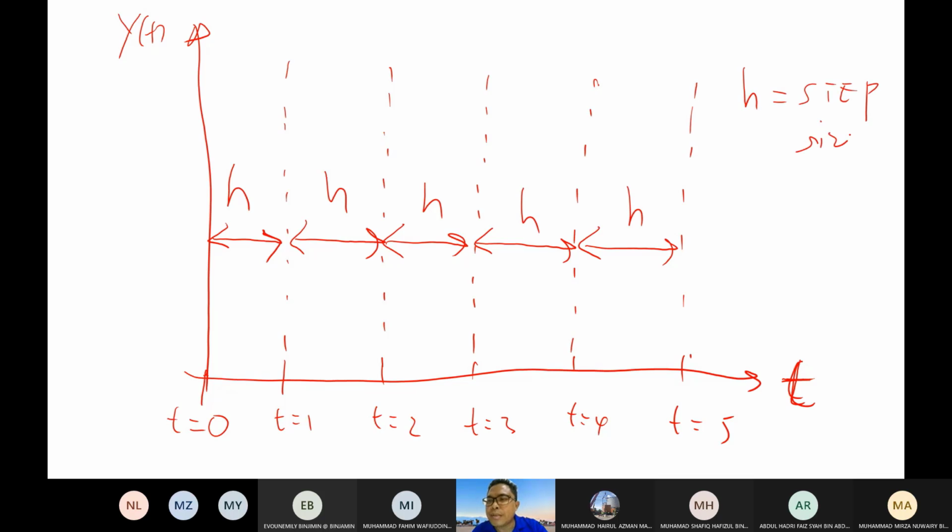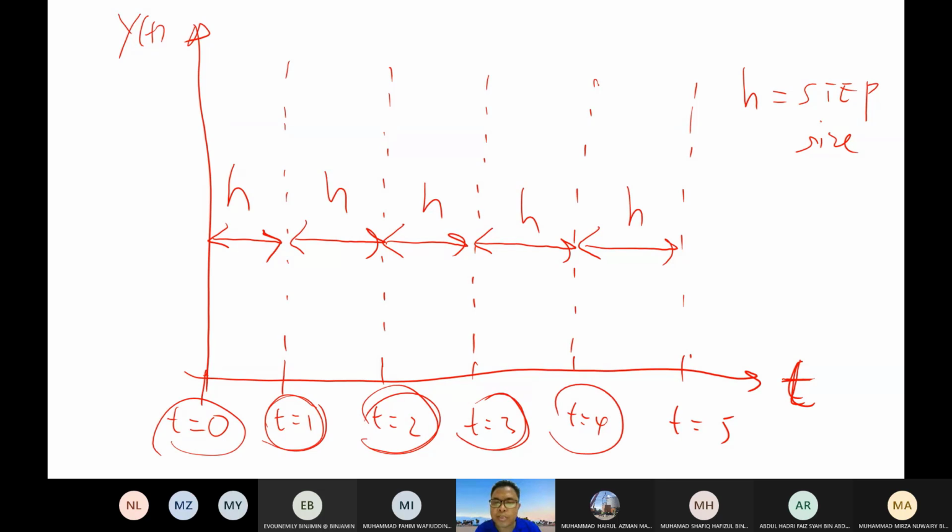Step size. So what is step size? It is the difference between the domain from current to the previous, current to previous, current to previous. Meaning that I can propose whatever value of h that I want. So here h is equal to 1. If let's say I want to use a much smaller h, I can do that. It's not a problem.